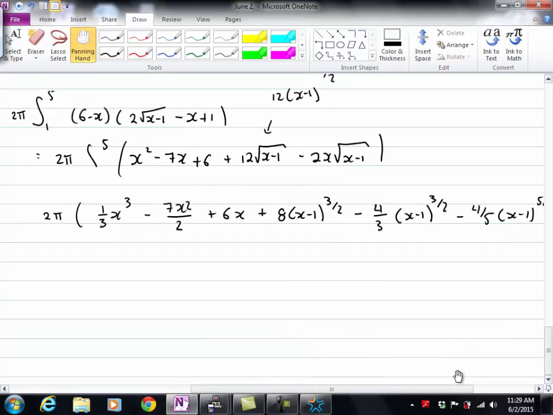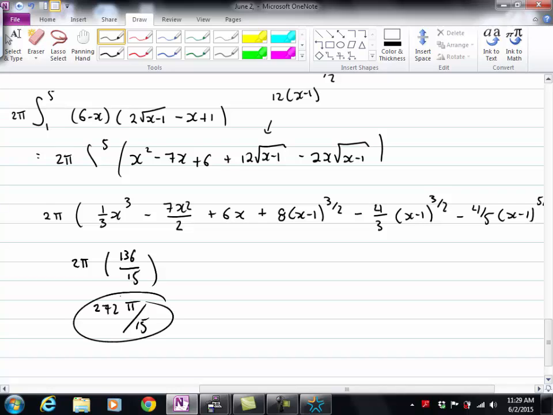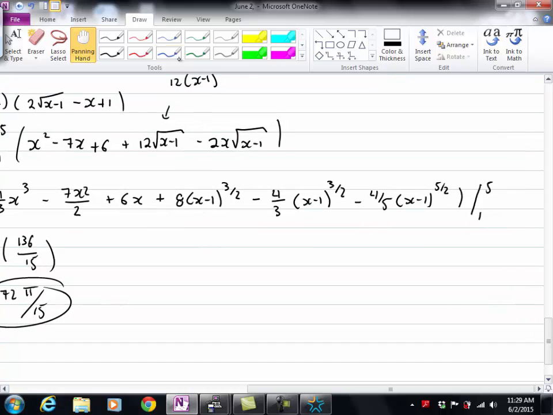This now becomes 2 pi, which gives you 136 over 15. And this becomes 272 pi over 15. Now the issue lies, they must know, how did you get the last piece, which is here? I remember what I did now.